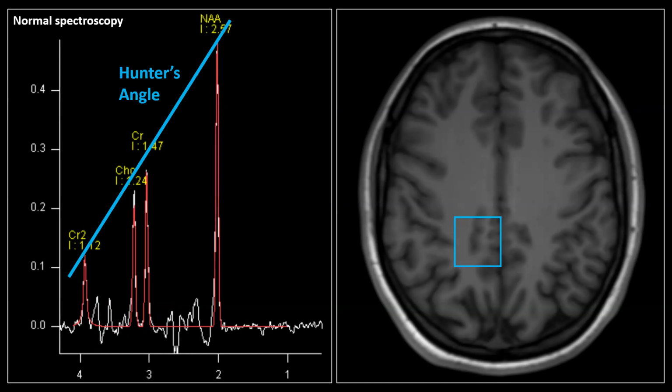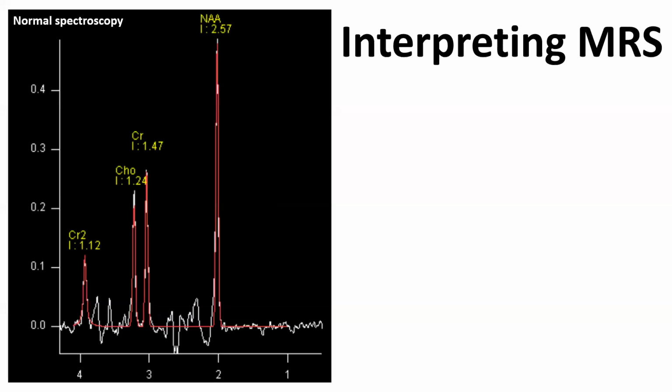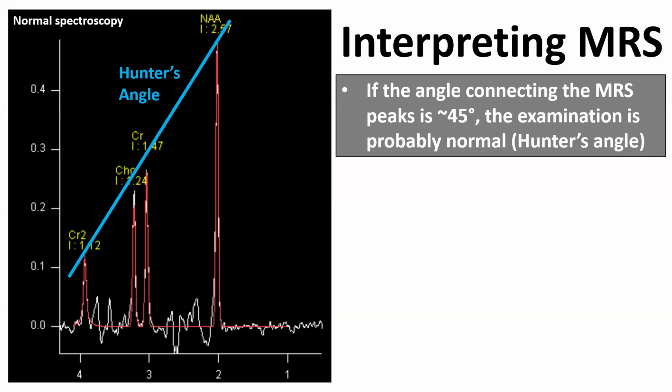For a quick and easy interpretation of MRI spectroscopy, we see that the peaks of these specific metabolites, and I'm going to explain what these signify a bit later, form a steep line of about 45 degrees. This is called Hunter's angle, and this is basically the first thing you can look for for a quick and easy interpretation of MRI spectroscopy: is Hunter's angle normal? If it is normal, your MRI spectroscopy is very likely normal.